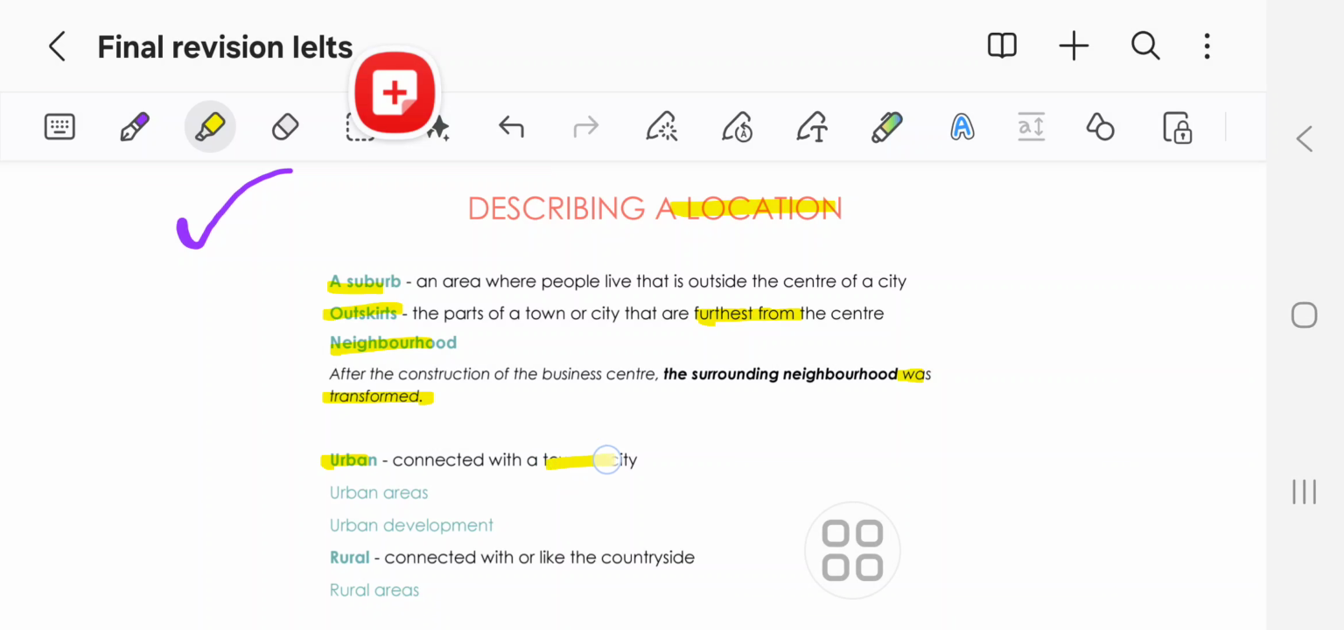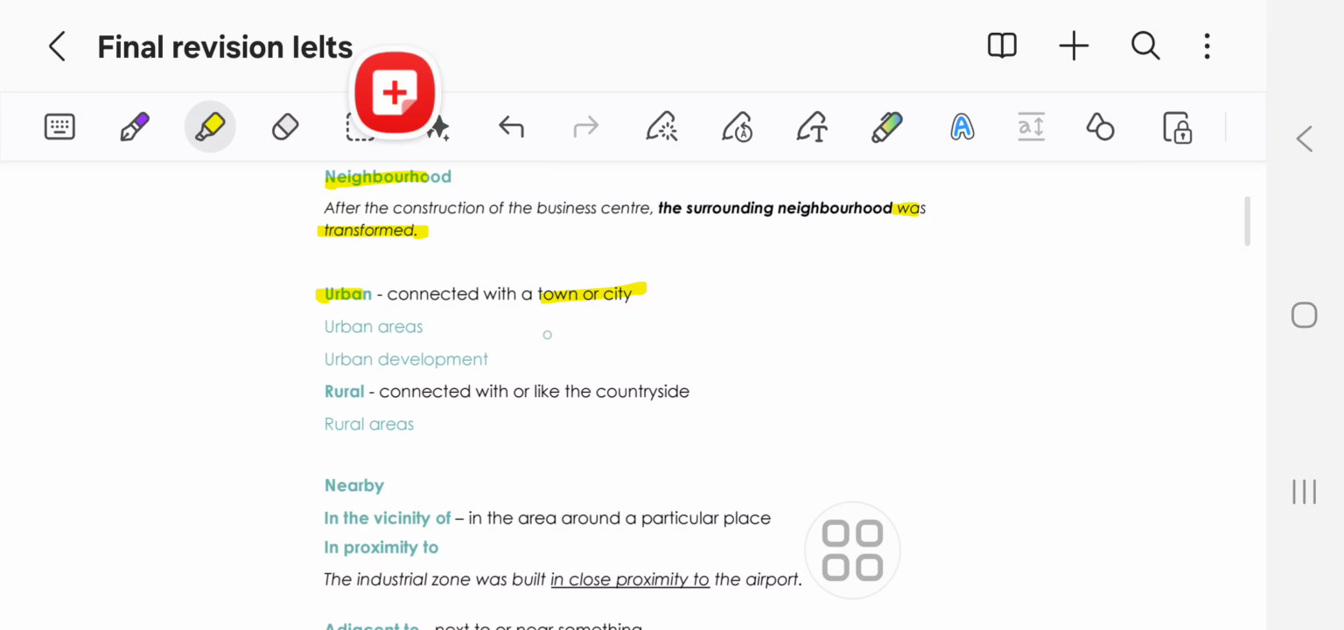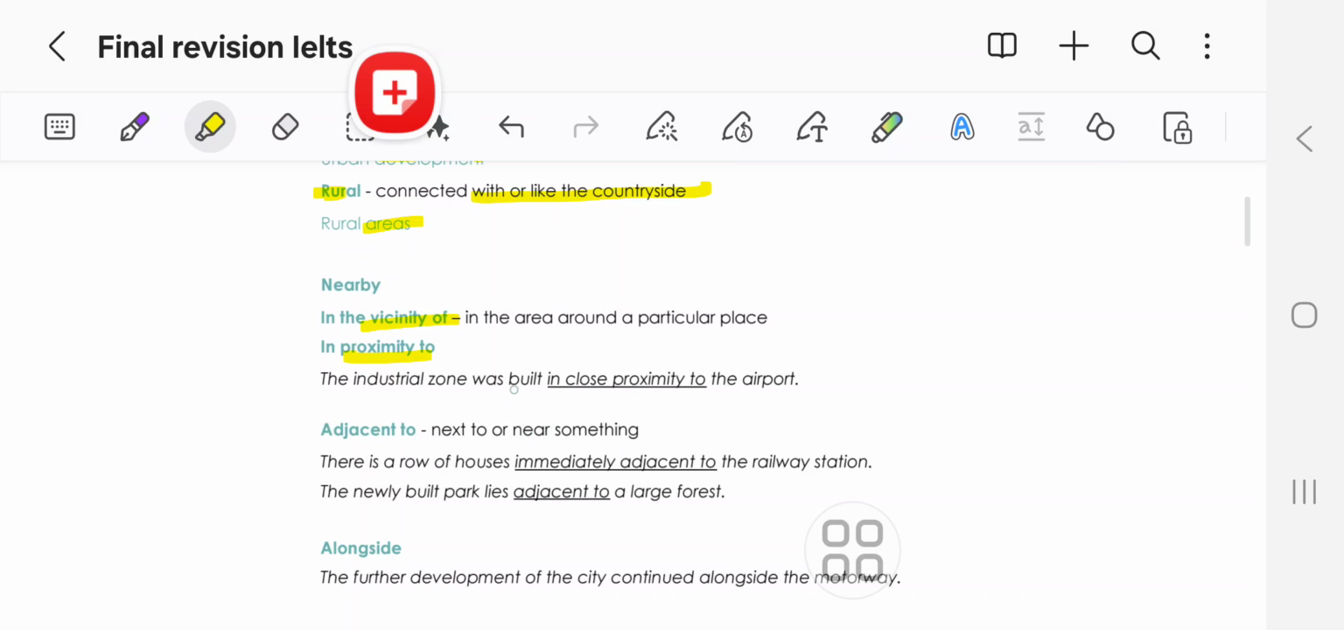Urban, connected with the town or city. Rural, connected with the countryside. So rural is, for example, countryside or connected with the countryside. Urban is basically town or city. Urban areas, urban development, rural areas. Nearby means the vicinity, proximity. The industrial zone was built in close proximity to the airport.